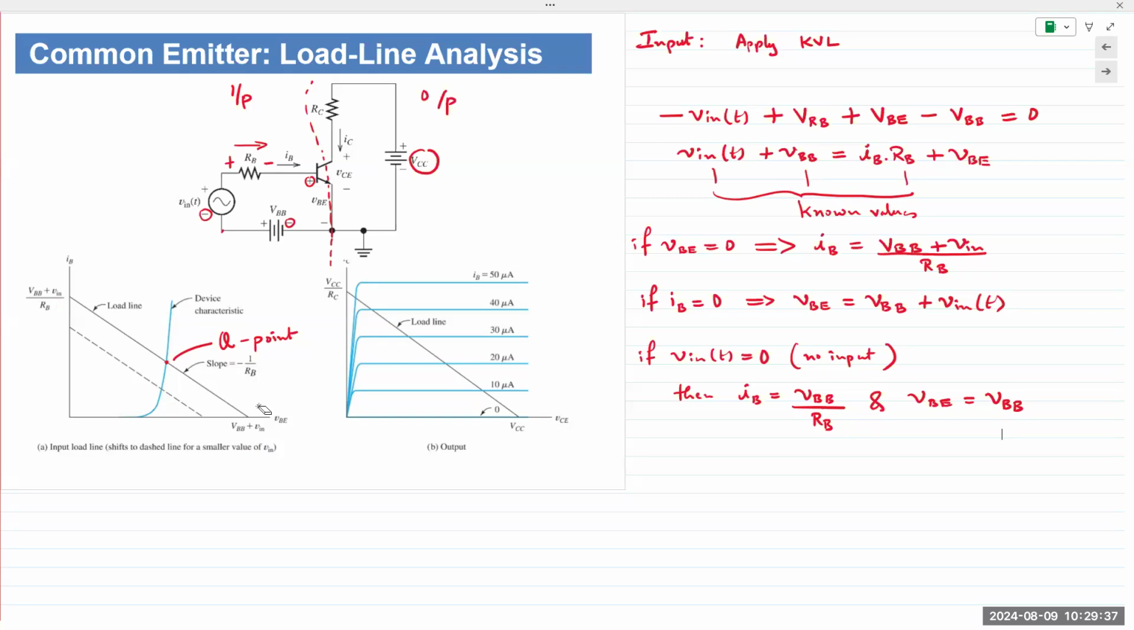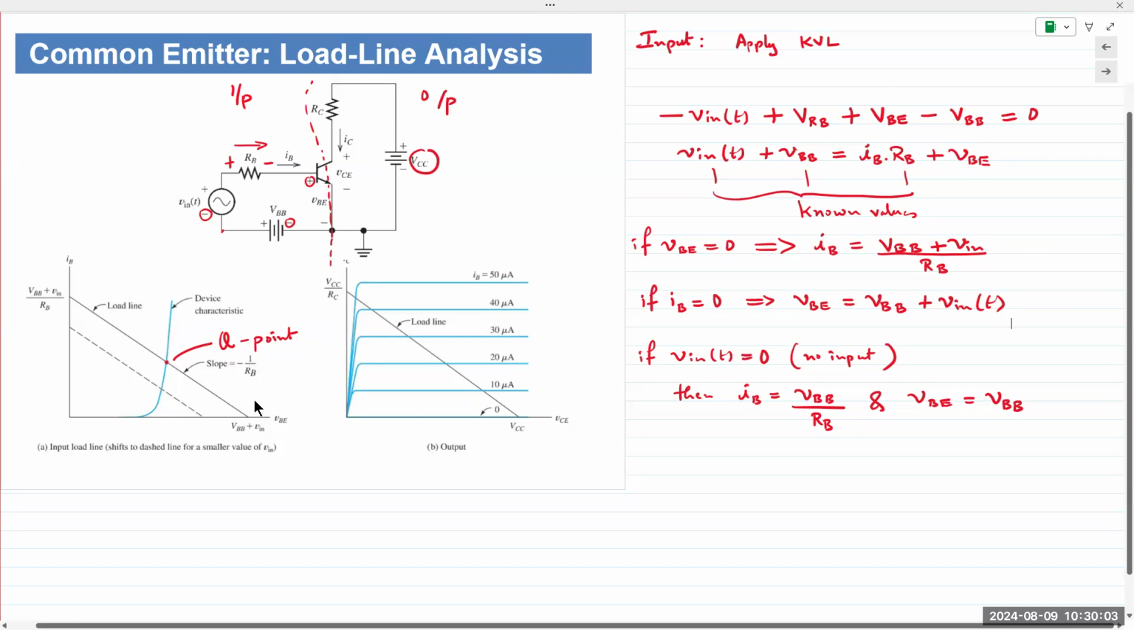You're asking about, let's see, if Vin of t is 0, we are getting rid of VBE. Which equation? This one or this one? Or both of them? No. I think I see what you're asking. If Vin is 0, then do we apply it to this equation up here? It still works out to be the same, right? If Vin of t is 0, then this term is gone. The rest of it is still the same. Then this would go to 0, and we just get IB is VBB over RB, and VBE is equal to VBB.